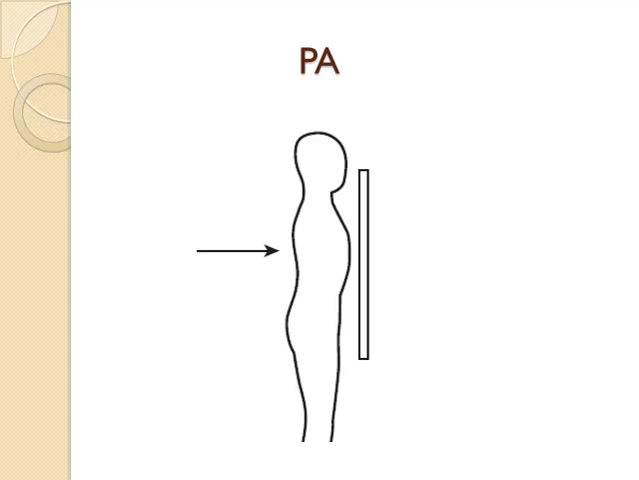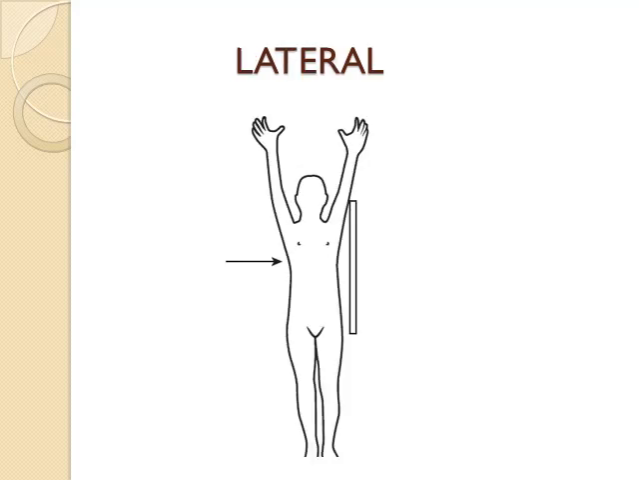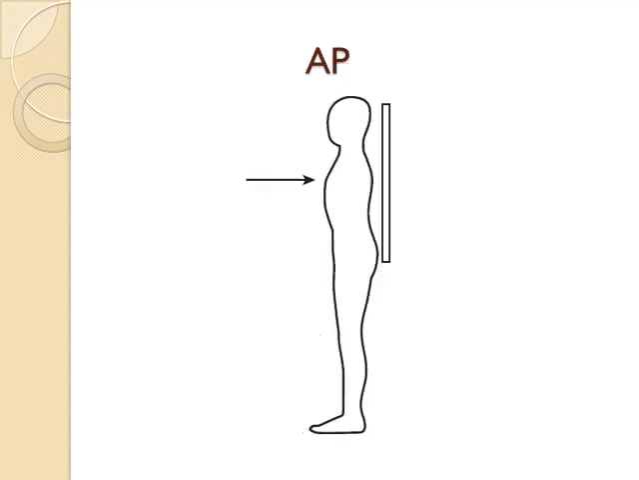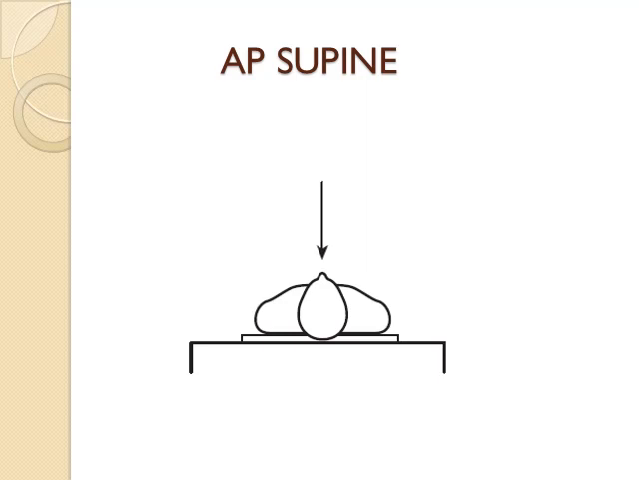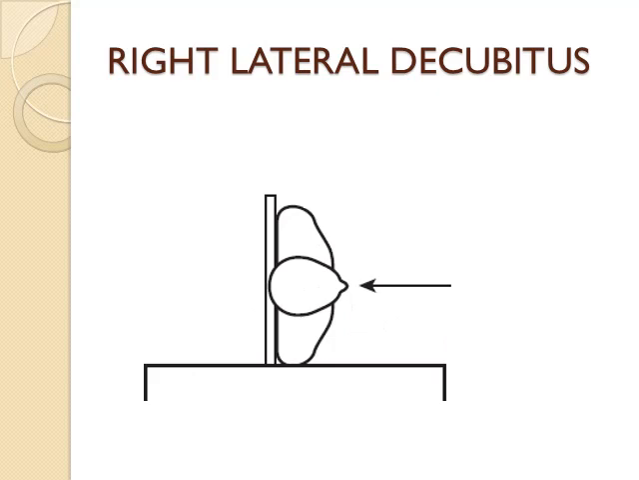So let's summarize the views. This is the PA view. The X-ray beam passes from posterior to anterior. This is the lateral view, where the film is kept on the left side of the chest. This is the AP view, where the beam passes from anterior to posterior. This is the AP supine view. This is the right lateral decubitus view.